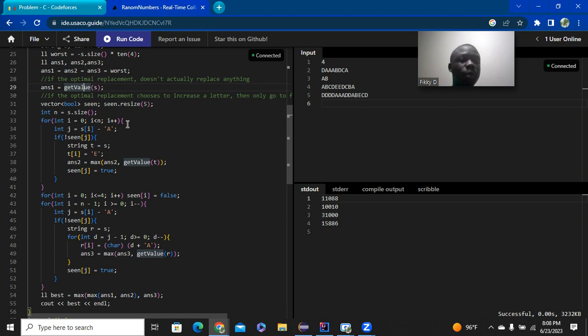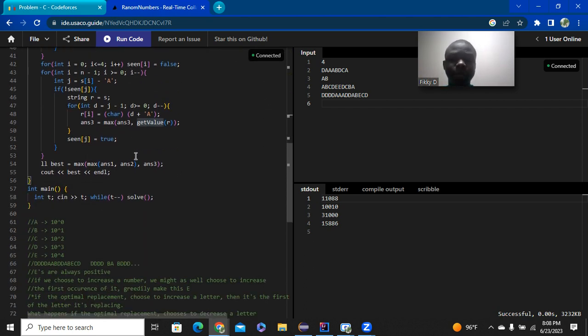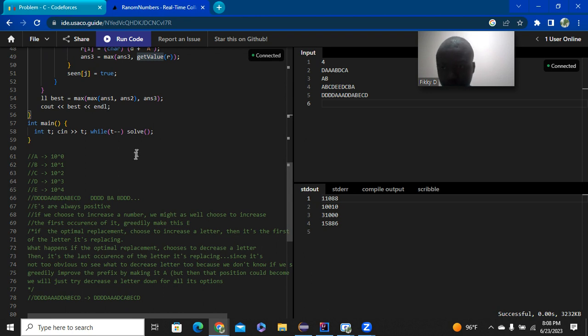What about if the optimal replacement chooses to decrease a letter? Because again, this is asking ourselves, what does a replacement really do? It either increases or decreases a position. What happens if it decreases a position? Well, if it decreases a position, this is slightly trickier. The reason why this is slightly trickier is we just have to try a couple more options.